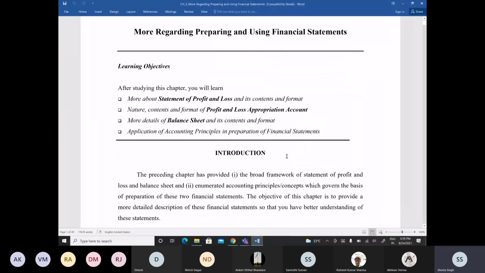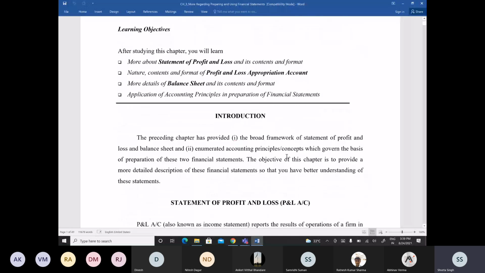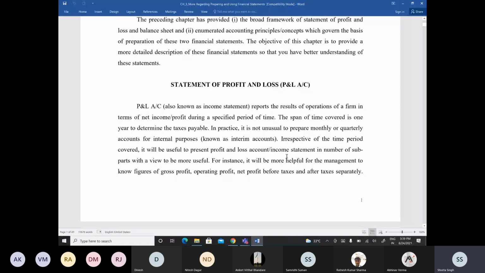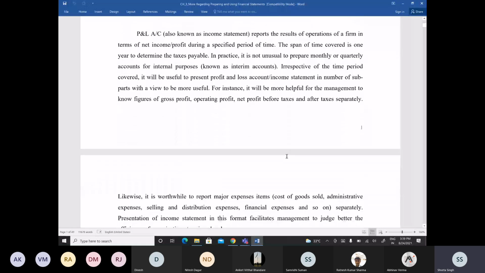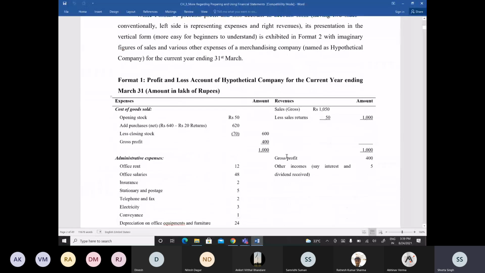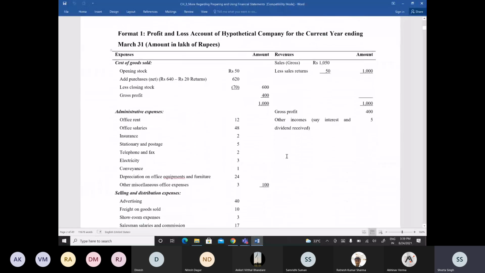Okay, and this is just a continuation of some of the more finer aspects of the P&L account and the balance sheet. So I will just explain those to you, and of course if you have any doubts, any questions, you can ask me. Now see, this is a detailed P&L for a company called hypothetical company.